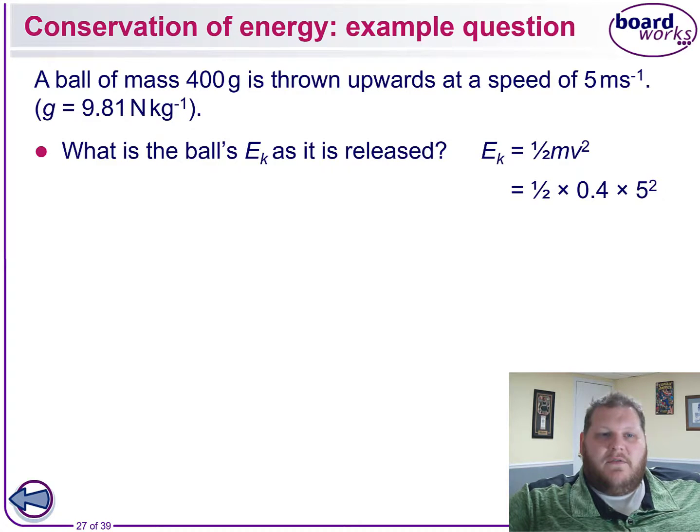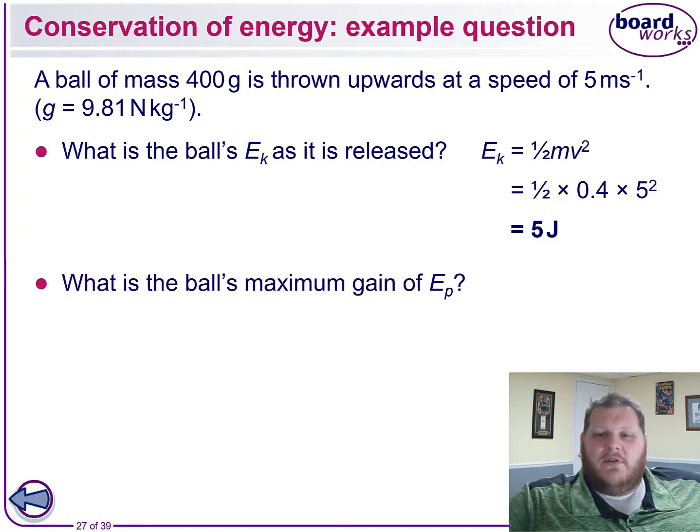1/2 times 0.4. Don't forget to convert your units. Our units have to be in kilograms, that's the standard unit for our mass. So 400 grams, move that decimal place over 3 to get 0.4 kilograms. Our velocity is 5, so we'll square that, multiply it out. We should end up with 5 joules. 5 joules is that initial kinetic energy.